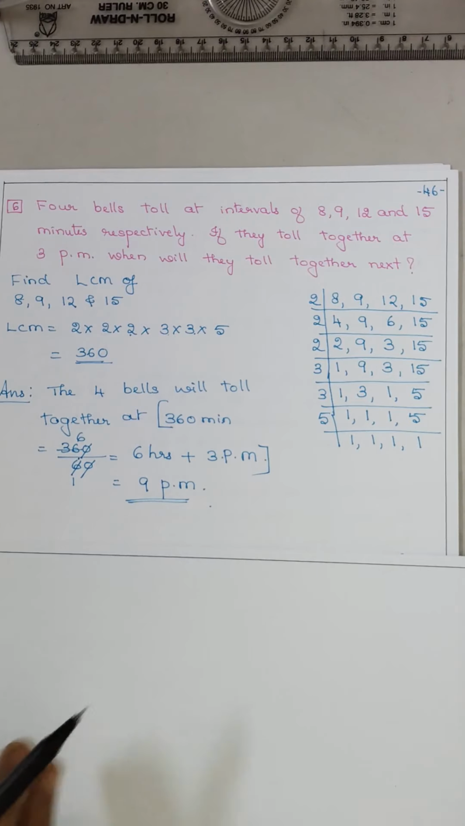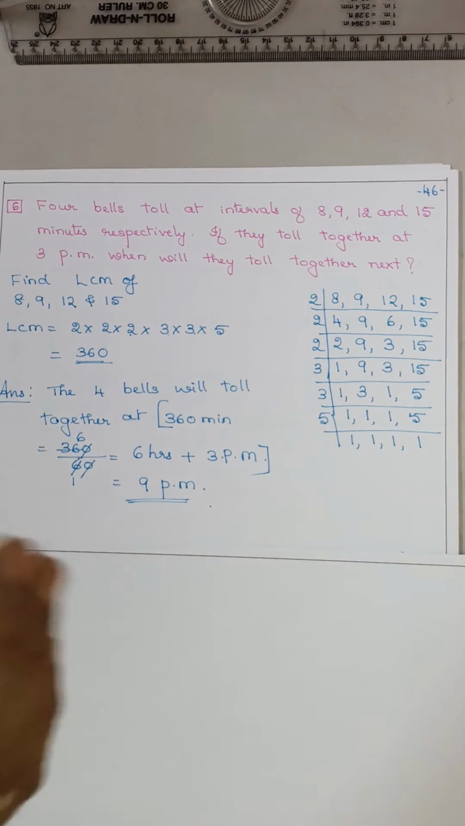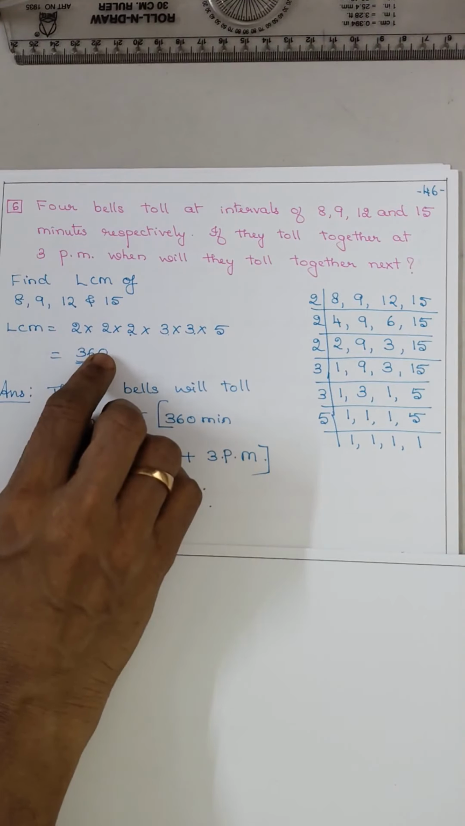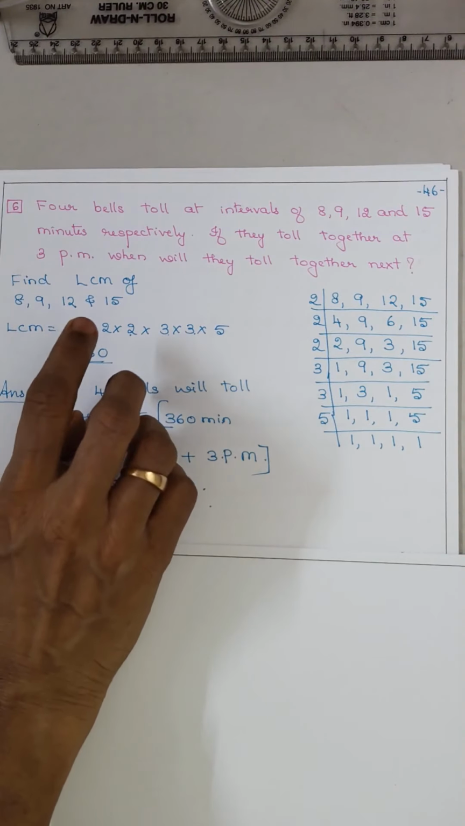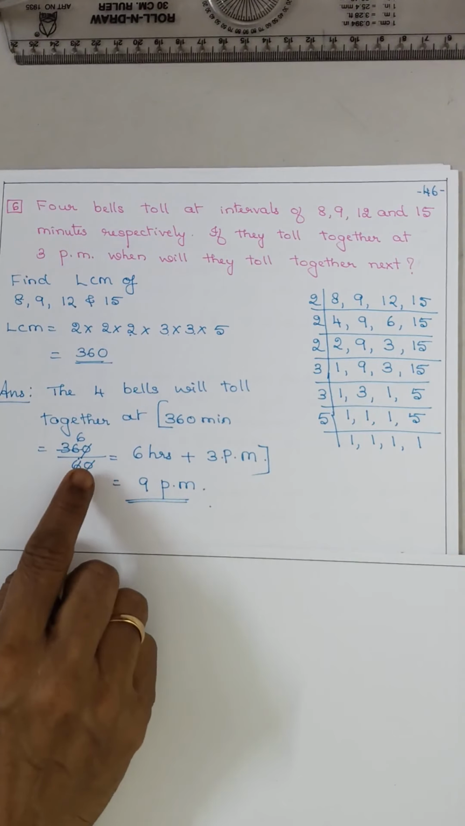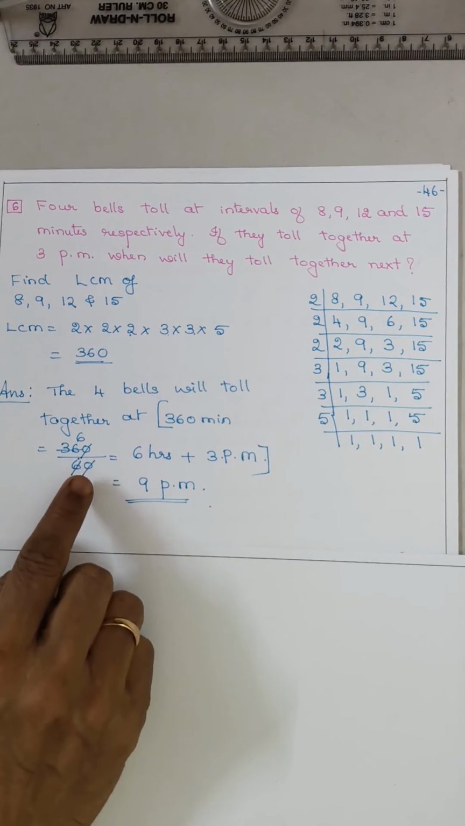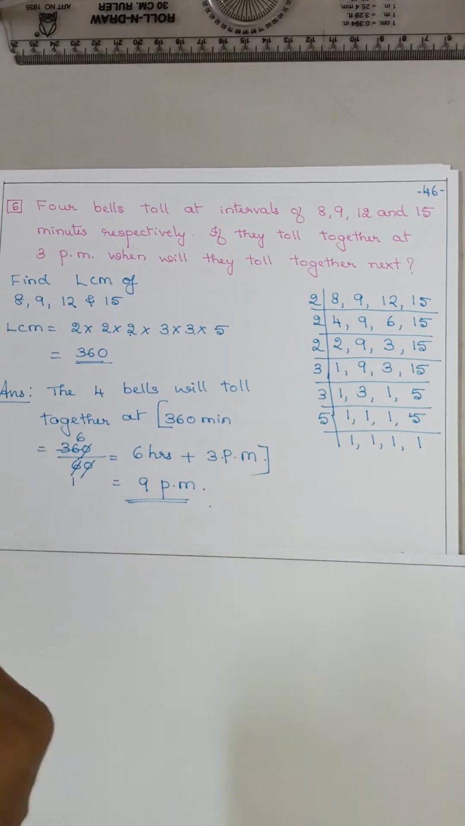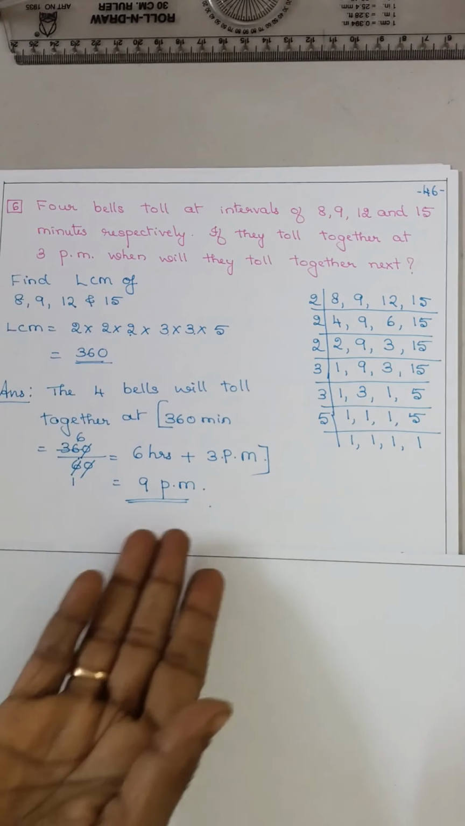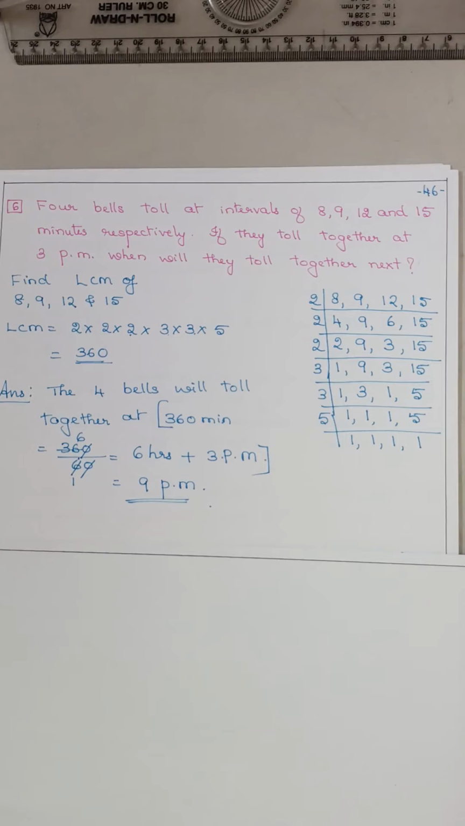That is the answer. Is it okay? Little bit tricky question. So first find out the LCM. 360 is the LCM, that is in minutes, convert into hours. So for that divide by 60 because 1 hour is equal to 60 minutes. The hours you get, add to 3 PM. So the answer is 9 PM.